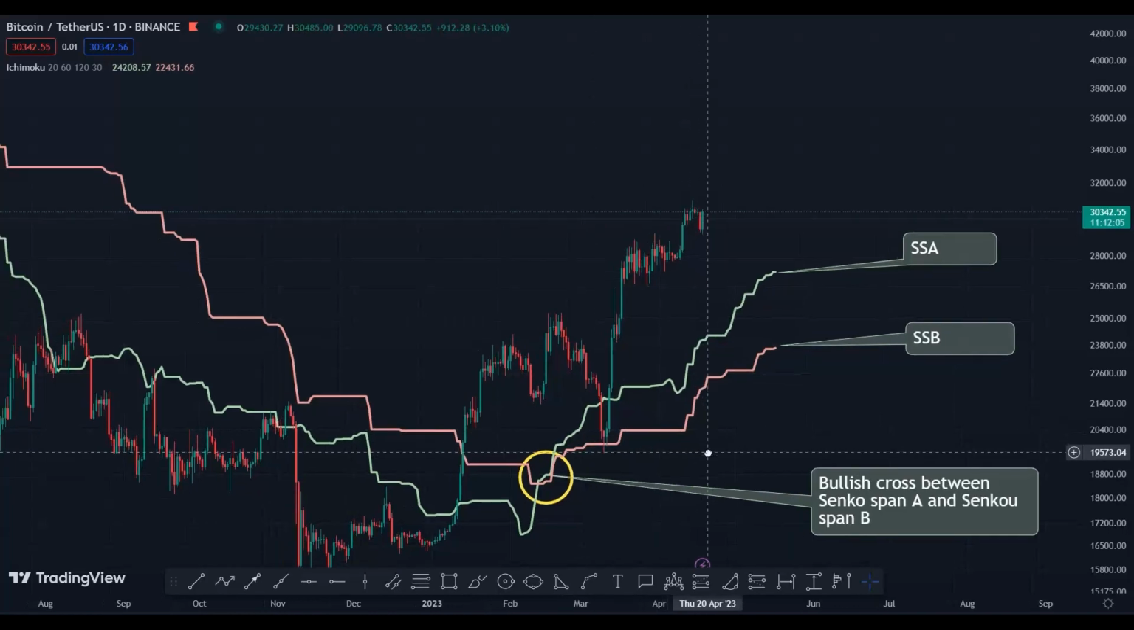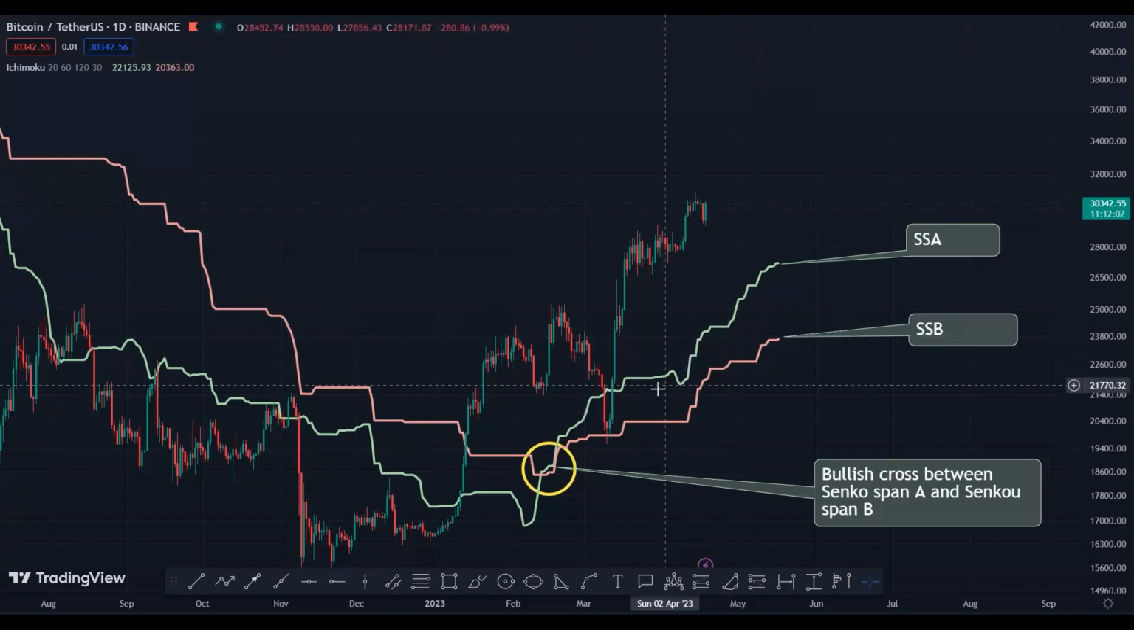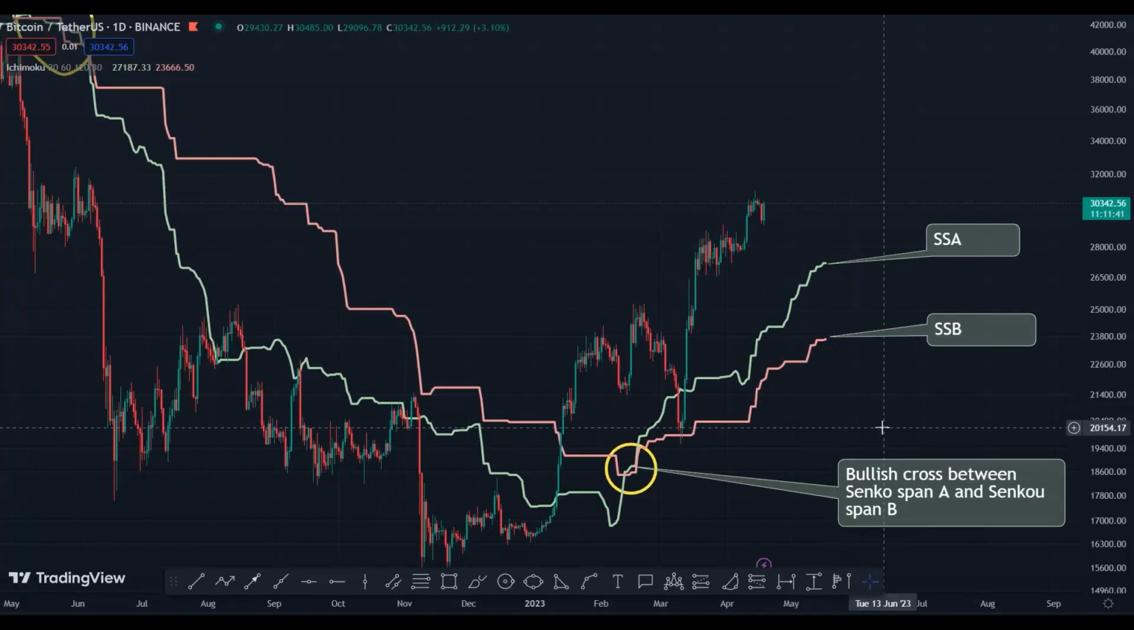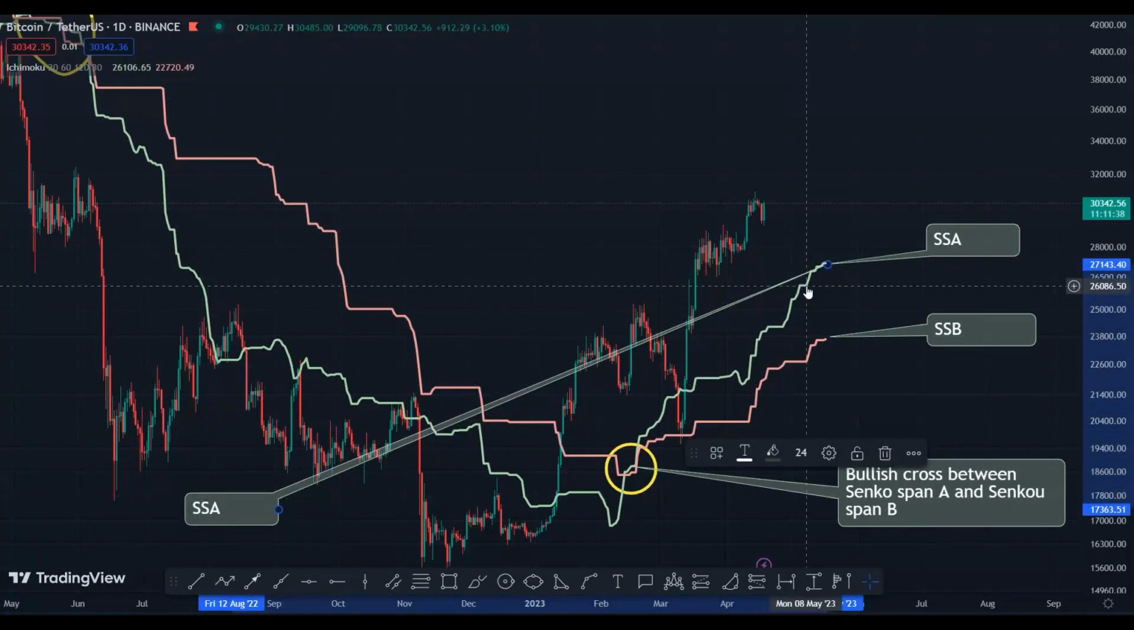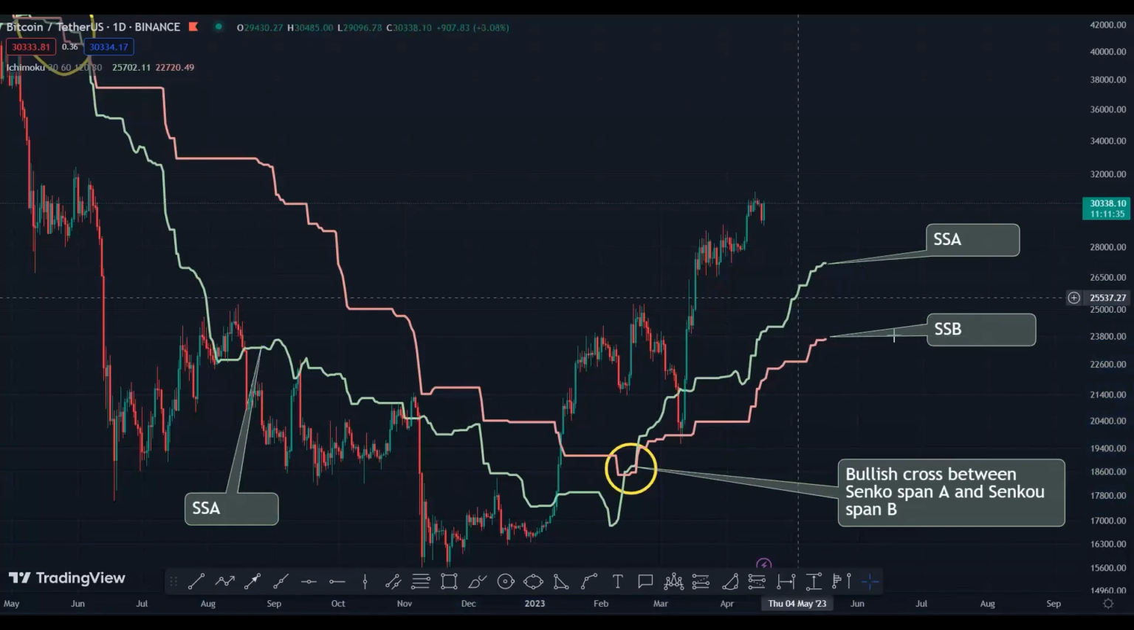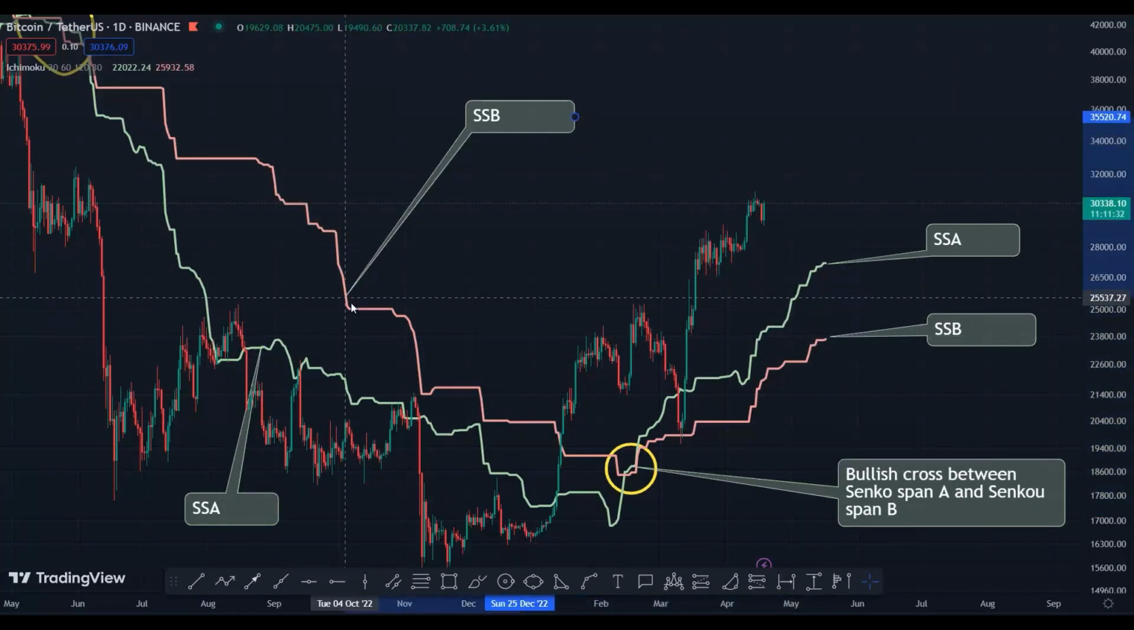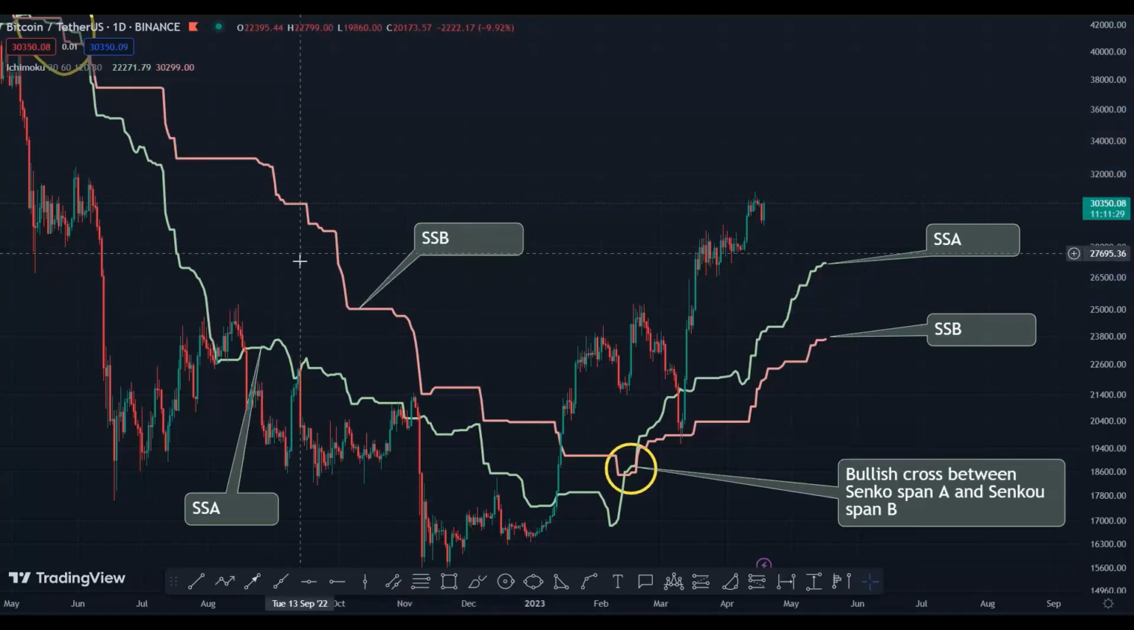Okay, so the area between these two lines is the Kumo cloud. If Senkou Span A is above Senkou Span B, this area will be green and we have to be bullish. If Senkou Span A is below Senkou Span B, this area will be red and we have to be bearish. Okay, so obviously this is Senkou Span A and this is Senkou Span B. Okay, so here you will see a red cloud, but here you will see a green cloud.